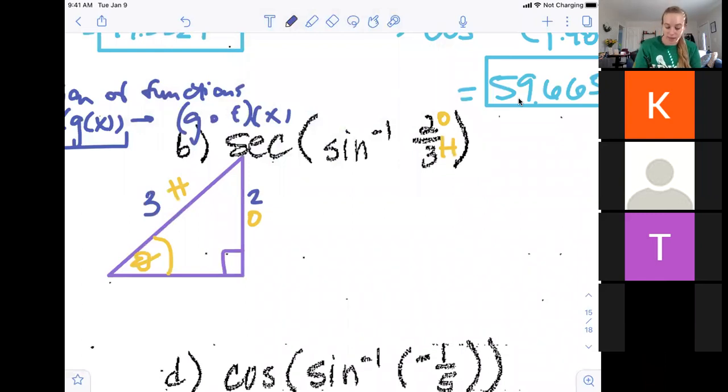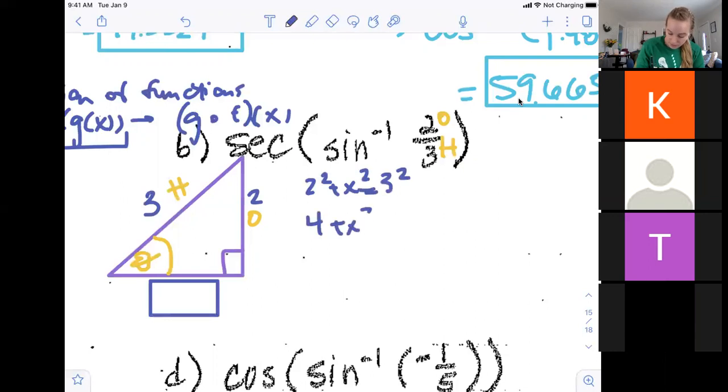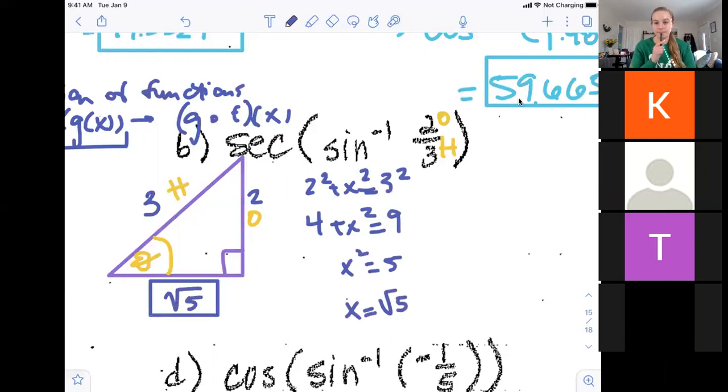So let's plug that into my Pythagorean theorem to find my adjacent side. 2 squared plus x squared equals 3 squared. 2 squared is 4, plus x squared equals 3 squared, which is 9. Minus 4 from both sides, I get x squared equals 5, and then x equals radical 5. Any questions?